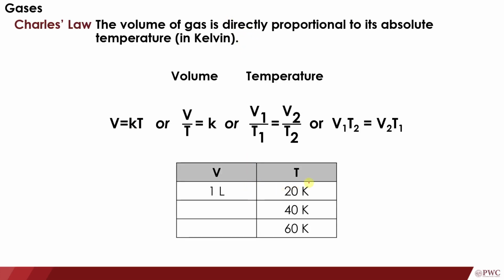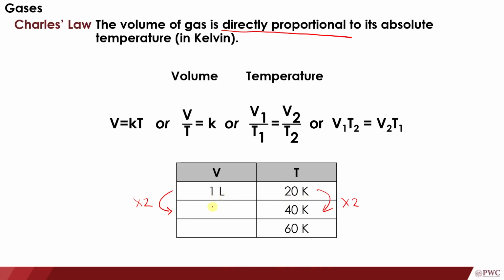So let's go back to the relationship. In this case, we have volume, then temperature. On this example, we have our temperature increased by a factor of 2. What do you think will happen to the volume? So since in this case we have a directly proportional relationship, the volume also will increase by a factor of 2.